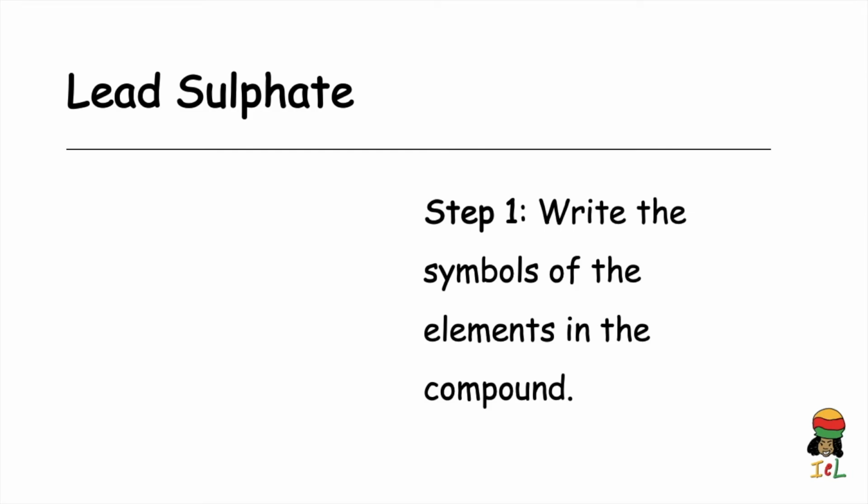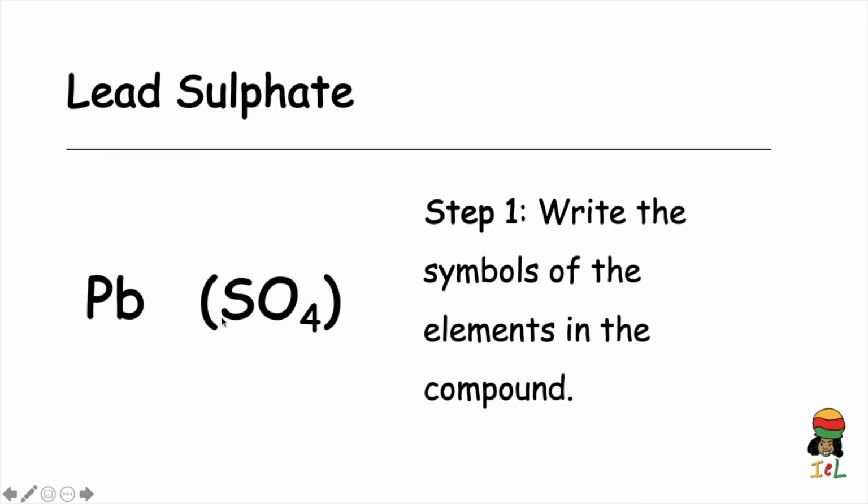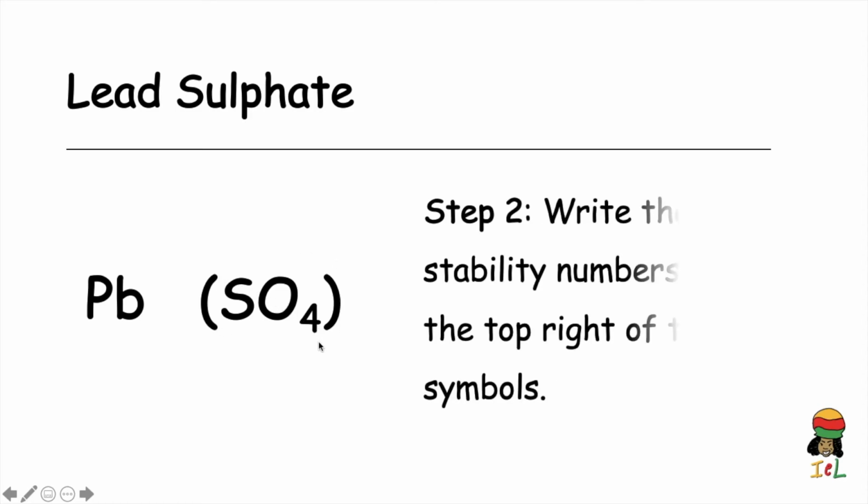Step 1, we're going to write the symbols of the elements and the formula of the radical inside this compound. So lead is Pb and sulfate is SO4, and because sulfate is a radical, we put the formula in brackets. Step 2, we're going to write the stability numbers to the top right of the symbol. Note that both lead and sulfate have a stability number of 2.